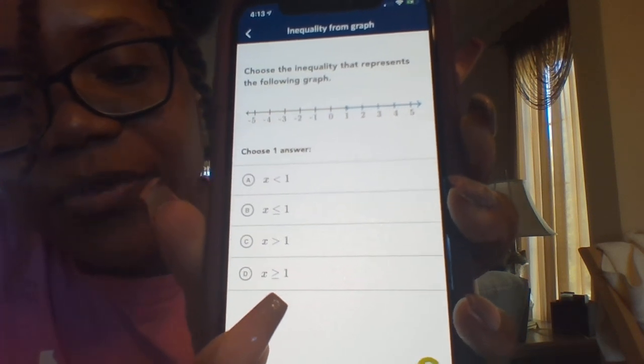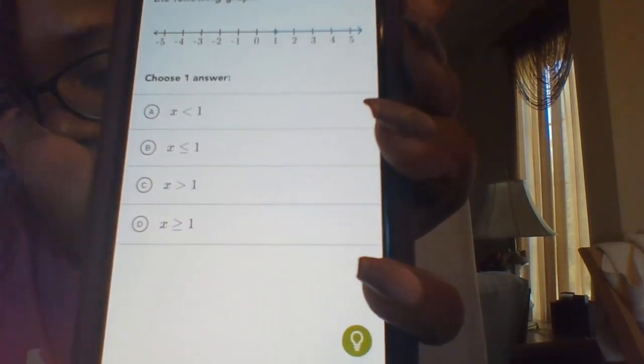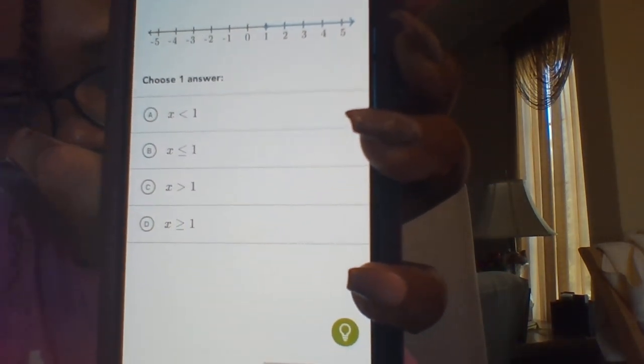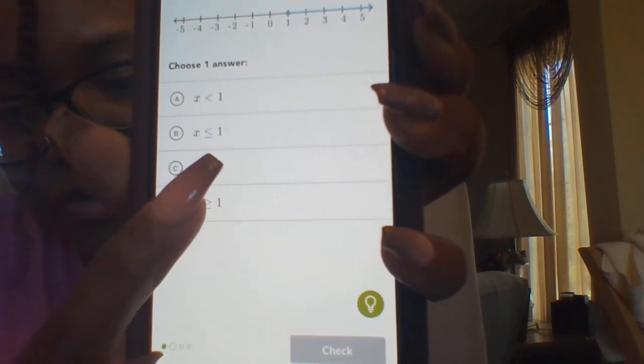Always try to remember that the symbol is always going to be opening to the bigger side. Most of us learned that Pac-Man likes to eat the bigger numbers, to get more food, so Pac-Man's going to be opening to the larger side. So this is the greater than symbol, so it should be D.